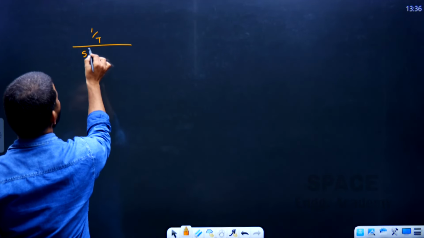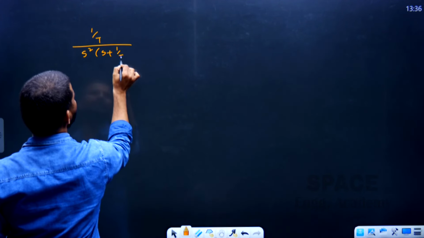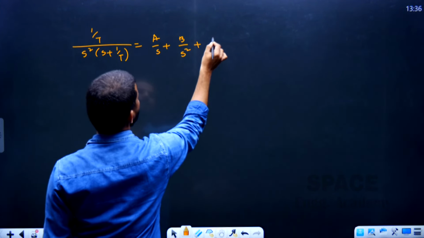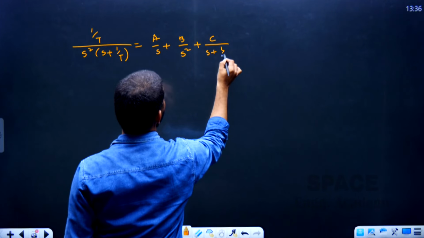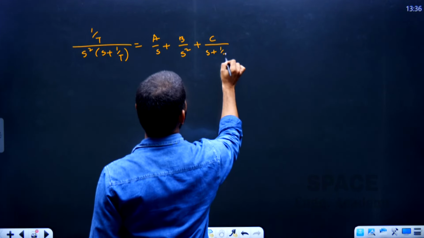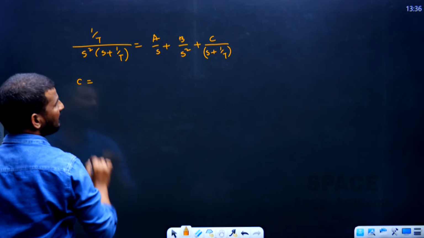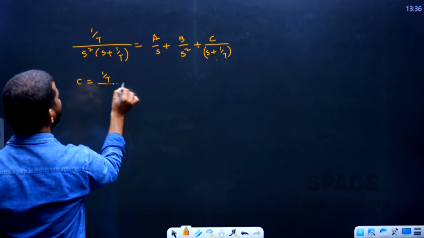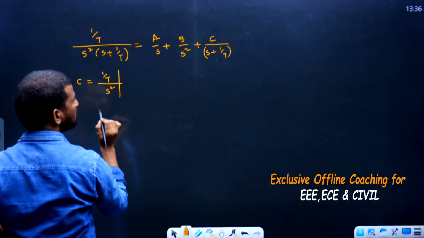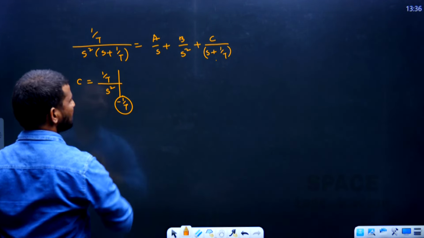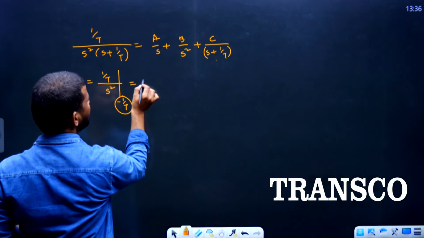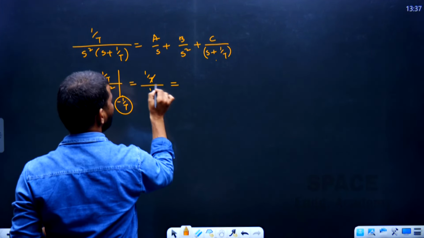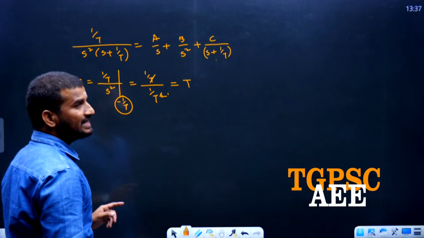1 by T divided by S square into S plus 1 by T is equal to A by S plus B by S square plus C by S plus 1 by T. So firstly, let me calculate the C value. For the calculation of C, we multiply S plus 1 by T on the left hand side. Then the remaining will be 1 by T divided by S square, with S substituted as minus 1 by T. If I substitute in this, it is going to be 1 by T divided by 1 by T square. After the cancellation, my C value is going to be T.